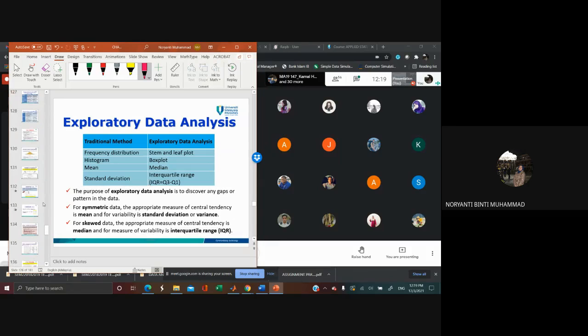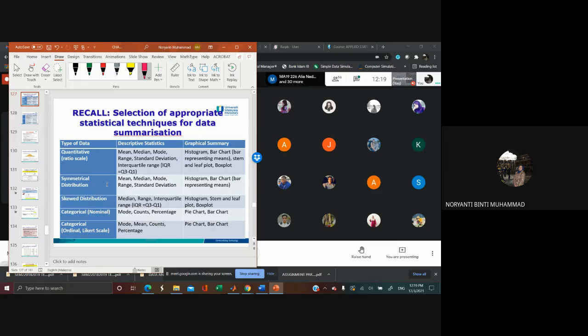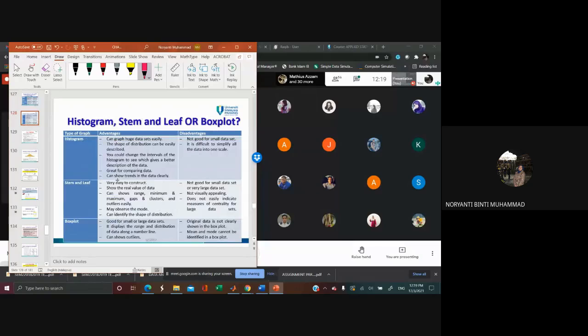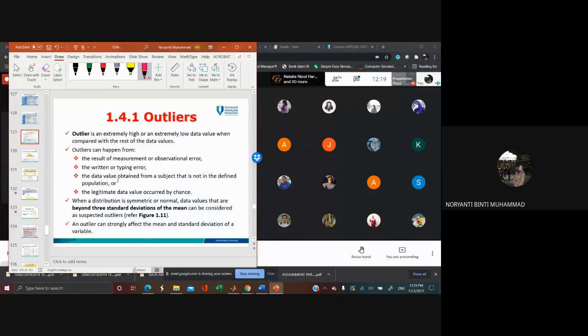Okay. This is just to recall. Actually, you have done that before. Okay, just to help you in the future. If you have a problem in project, okay, you can see the suggestion. So this is the outlier. Okay, so outlier is an extremely high or extremely low value. Okay, so usually how it happens, it can happen by these four things.